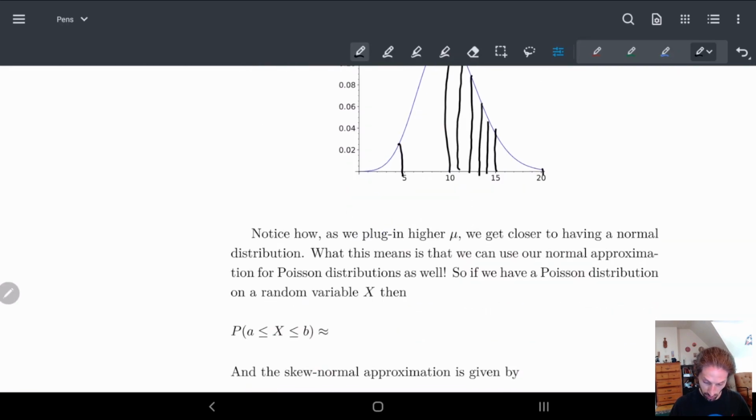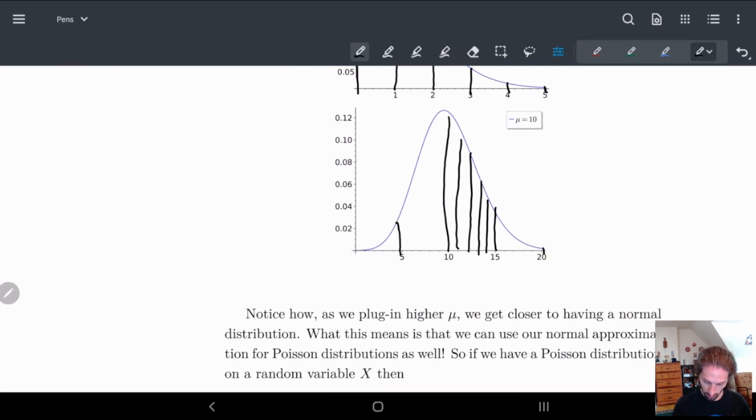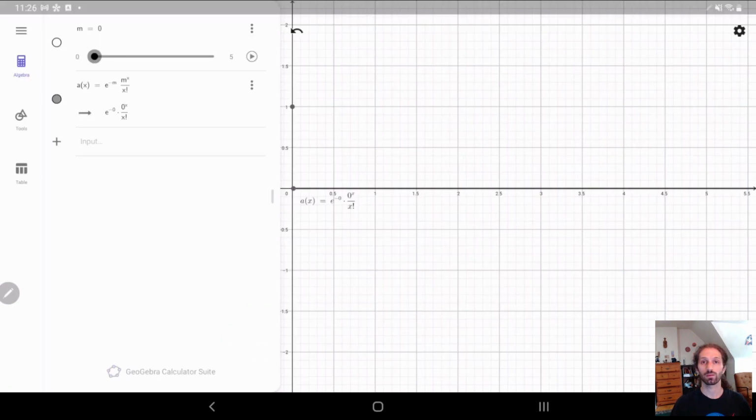But before we go, I'm going to switch to an application to see what this looks like when I go over mu. So here I have an application, GeoGebra, if you don't know it. I've plugged in my formula. I don't know if I can zoom in. No, I can't. But the formula I have, if you can see in the left-hand side, is e to the minus m. M is our mu. M to the x over x factorial, which is our Poisson distribution.